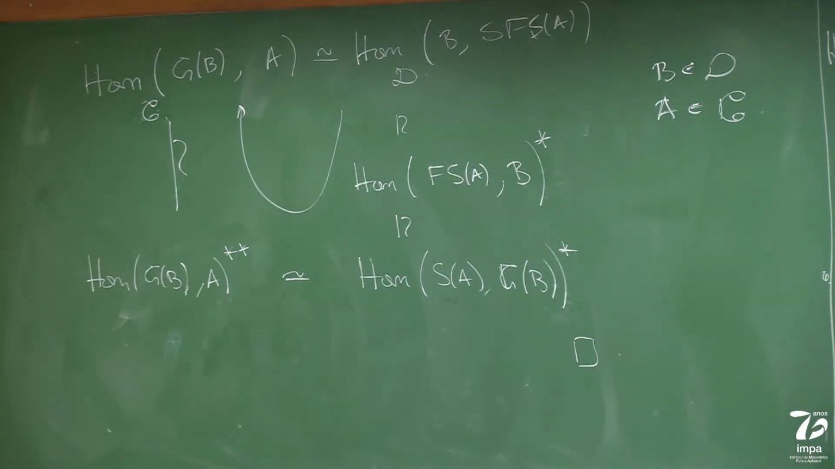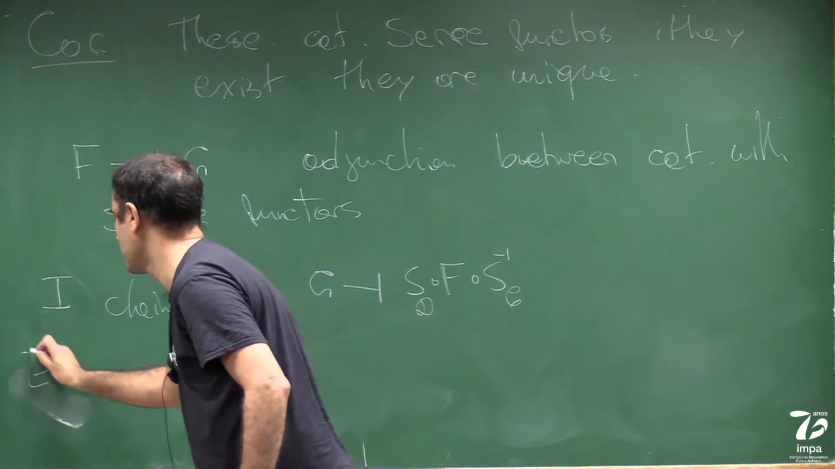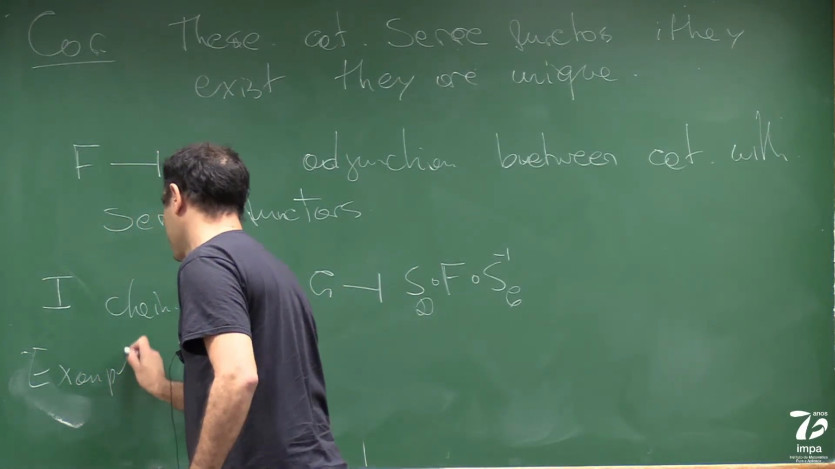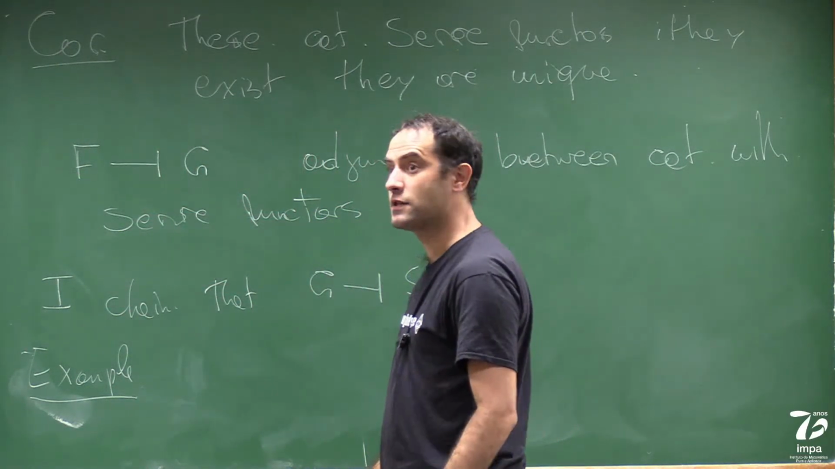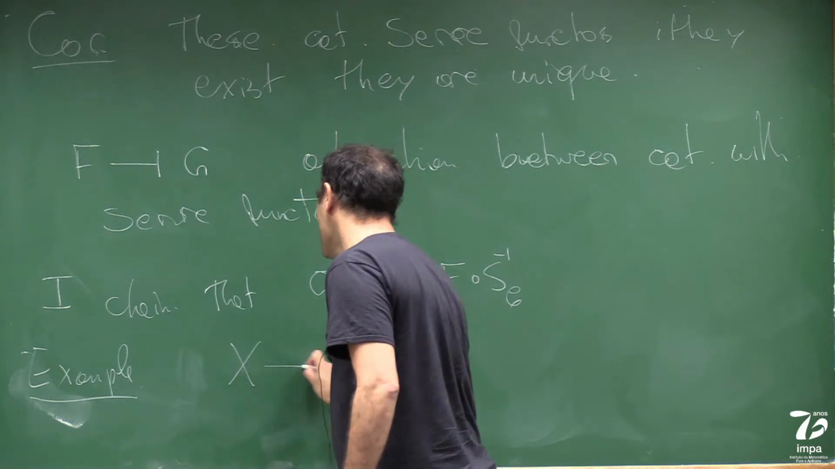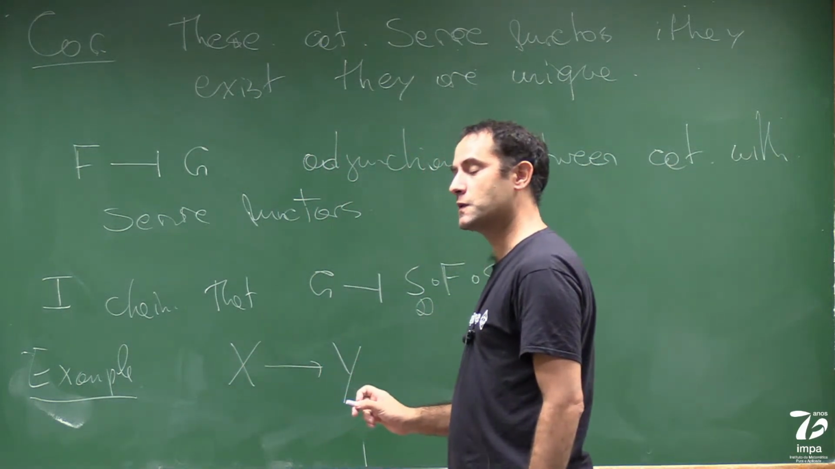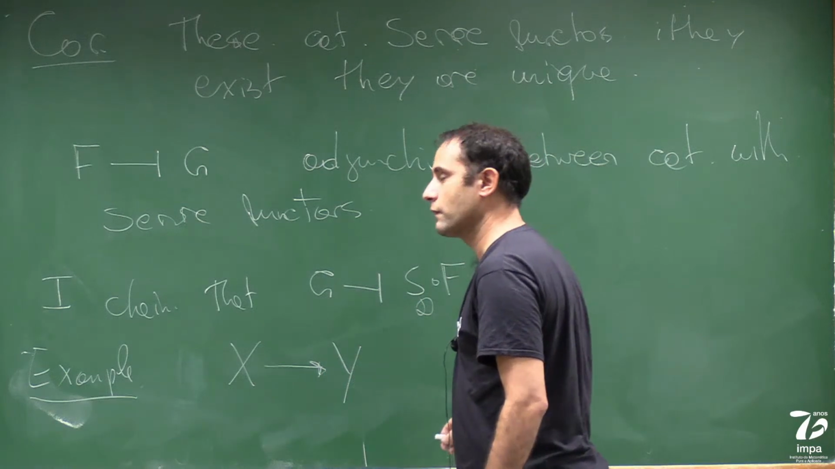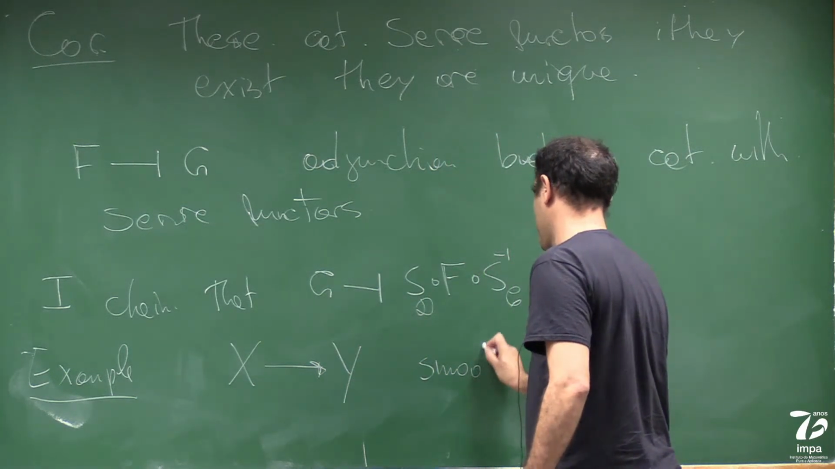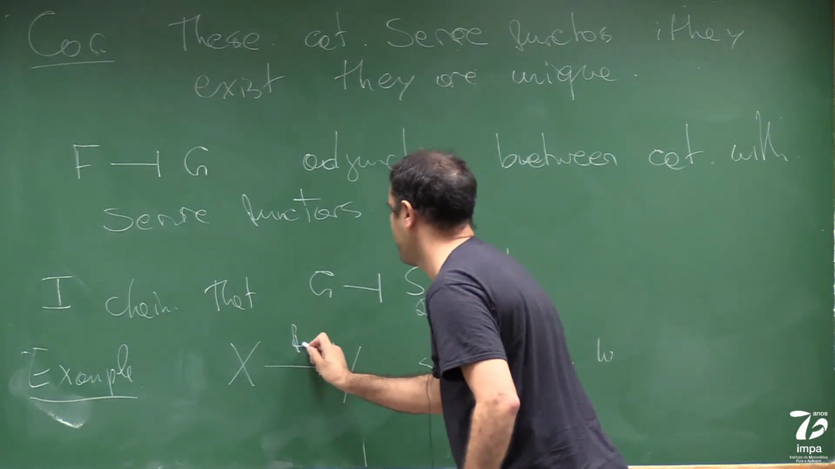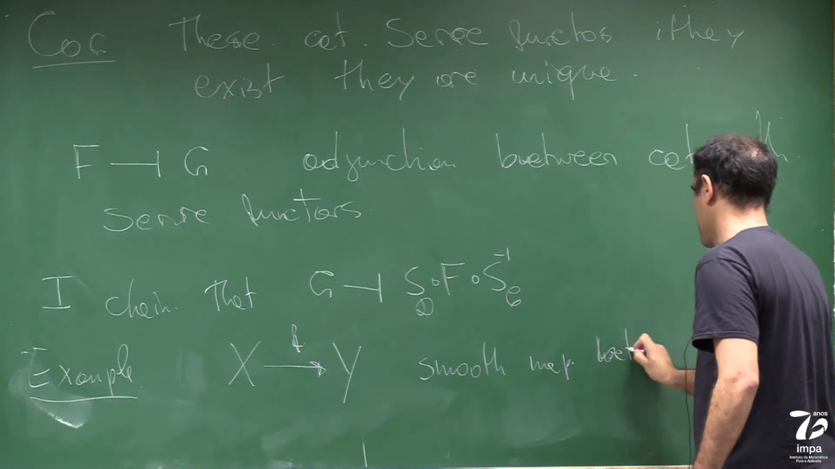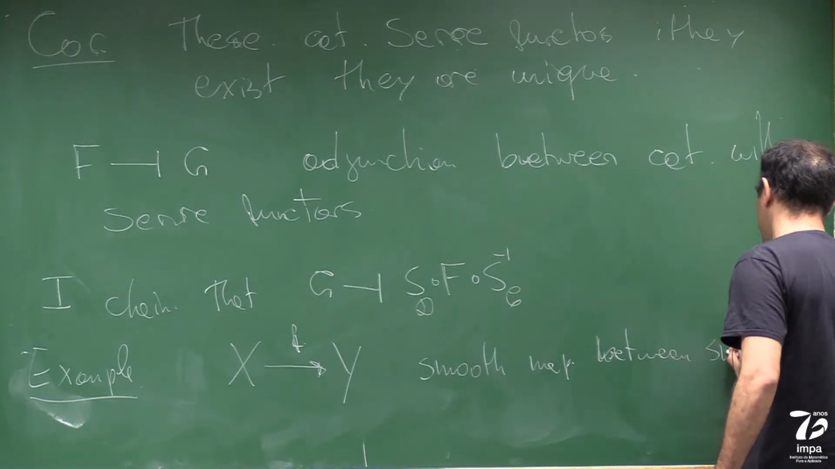Okay. So in particular, this gives you the typical example. If you believe that third duality is given by what I told you before, that is non-trivial at all, let's suppose that you have a smooth map between smooth manifolds. This is a smooth map F between smooth manifolds.